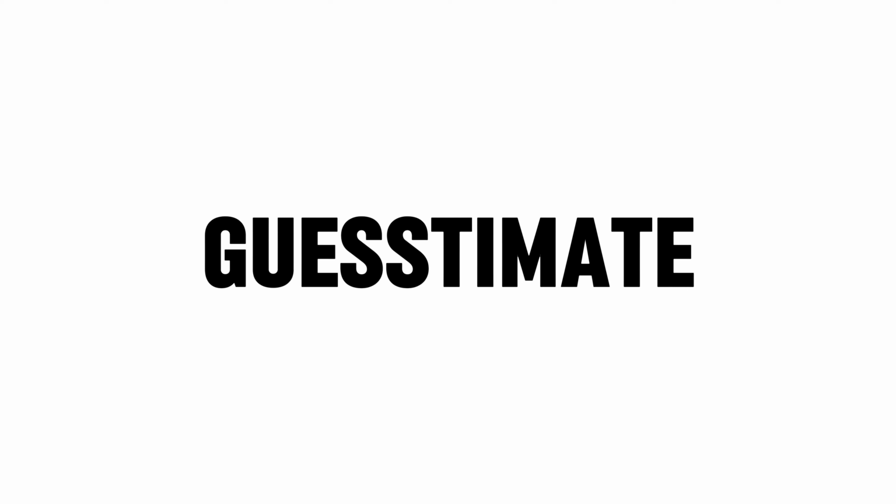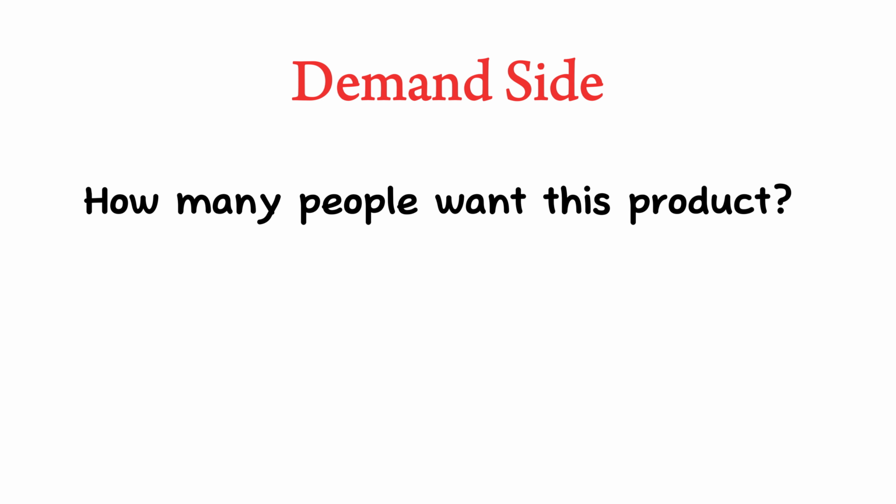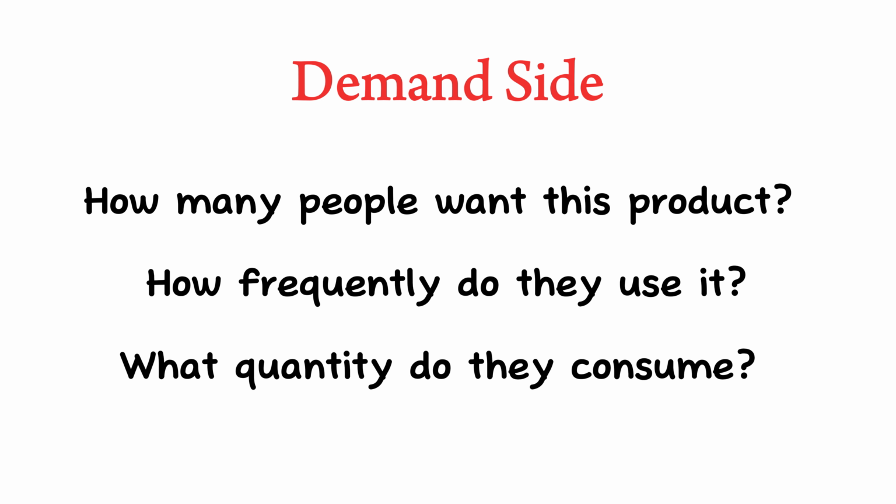When solving an estimate, you can approach it from two perspectives: the demand side approach and the supply side approach. The demand side approach starts with the consumers. You ask, how many people want this product? How frequently do they use it? What quantity do they consume? This method calculates the total market demand.